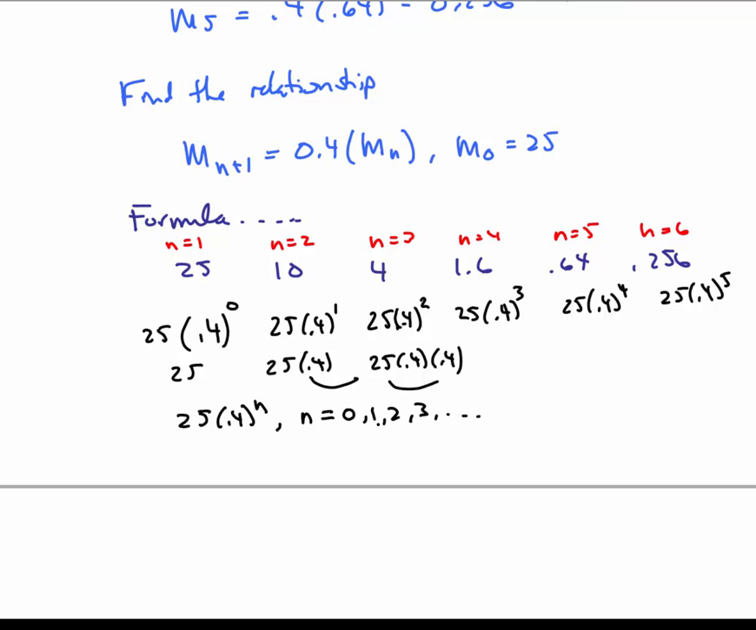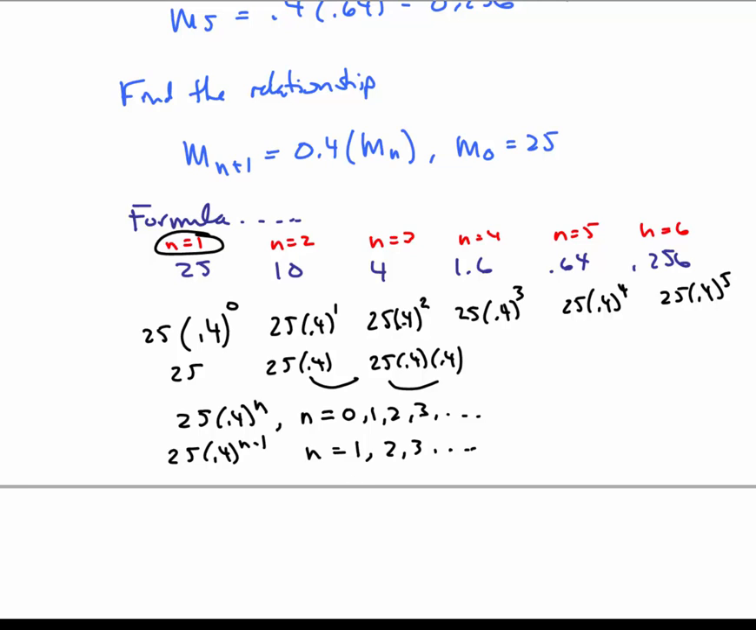Now this formula wouldn't work if I start off with n equal 1. So even though I have my n equal 1 up here, it looks like to me this starts better at 0, so I can just define that down here. Now if I don't like that, I could start this off with 25 times 0.4 to the n minus 1. So if n is 1, 1 minus 1 is 0, then this all washes out and looks pretty good here. So then I could start it with n equal 1, 2, 3. So it depends on my starting point for my formula.